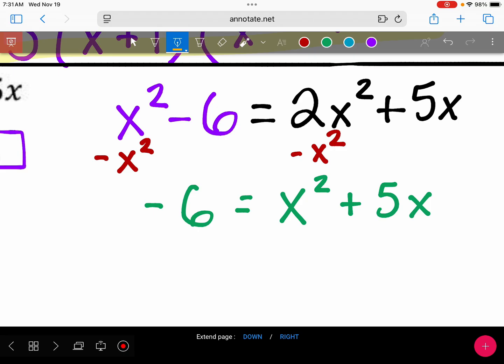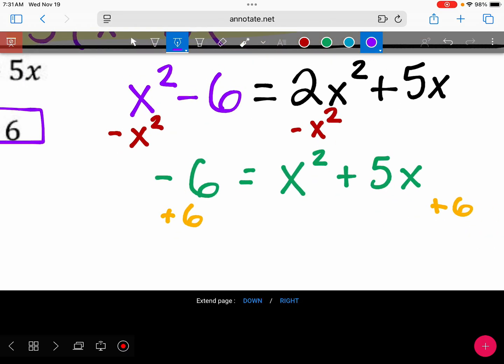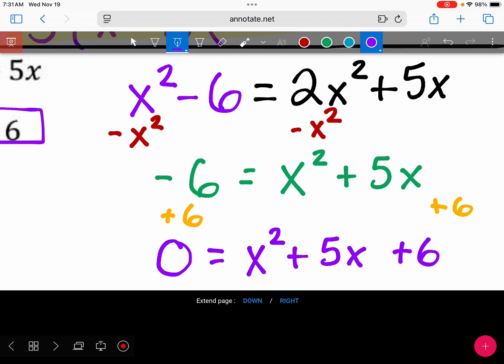Oh my gosh. Add 6. So we're going to add 6. Absolutely right. I'm going to add 6 to both sides. That's going to give us that 0 equals x squared plus 5x plus 6, but I still don't have an x equals. What do I have to do now?